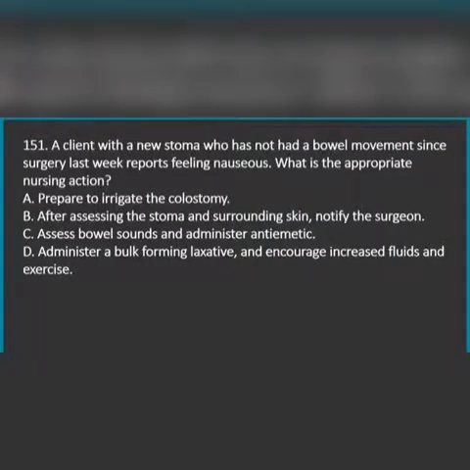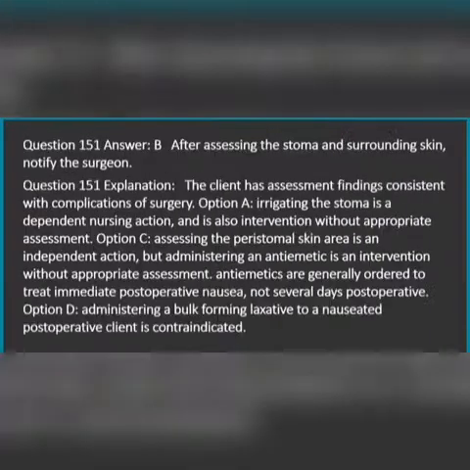Question 151. A client with a new stoma who has not had a bowel movement since surgery last week reports feeling nauseous. What is the appropriate nursing action? A. Prepare to irrigate the colostomy. B. After assessing the stoma and surrounding skin, notify the surgeon. C. Assess bowel sounds and administer antiemetic. D. Administer a bulk-forming laxative, and encourage increased fluids and exercise. Question 151. Answer, B. After assessing the stoma and surrounding skin, notify the surgeon.